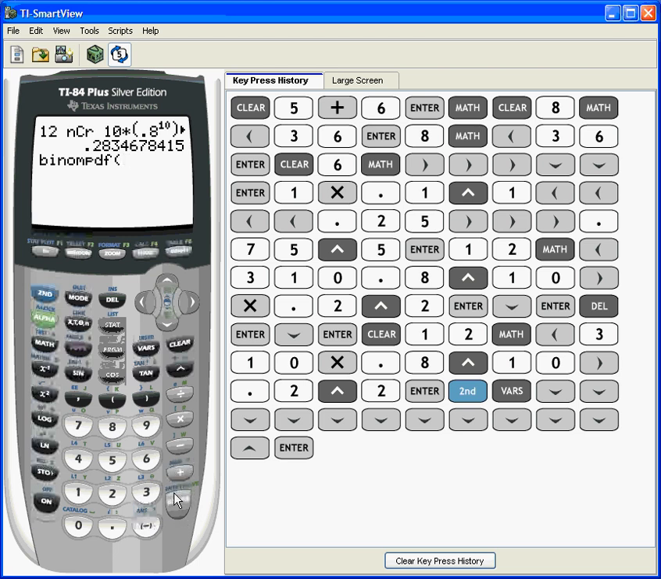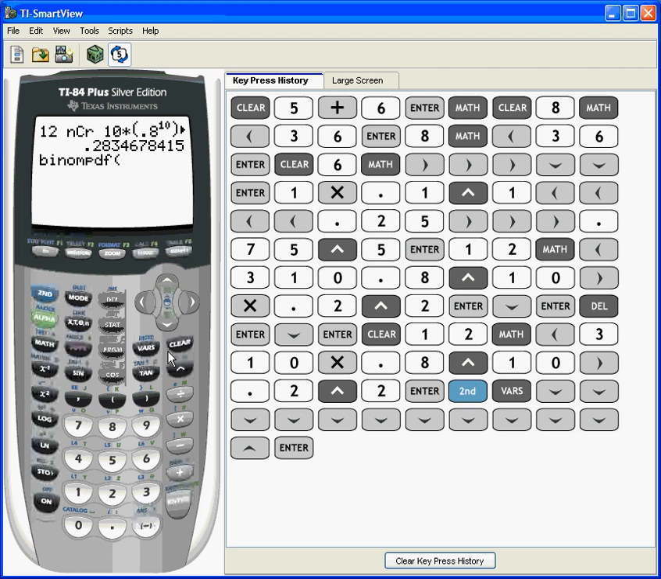Now what you have to remember, and you don't have to use this function if you don't want to, but if you like to do things a little bit faster, this is helpful. You have to remember the argument. And the argument means the order that I put the numbers in. For binomial, it's n first, followed by a comma, and then the value for p, followed by a comma, and then the value for x.